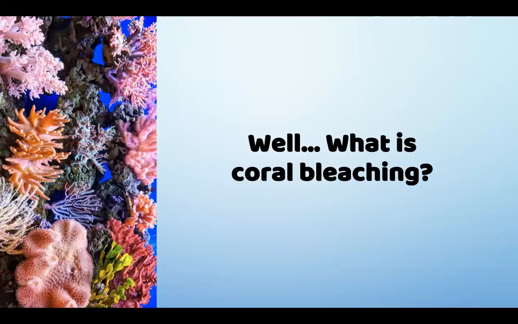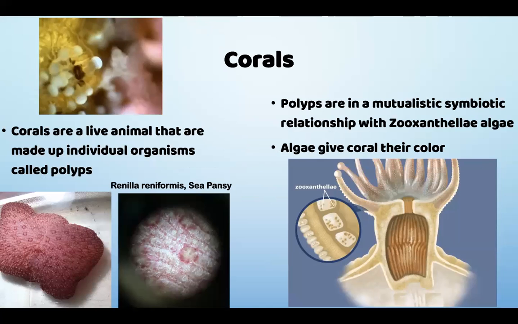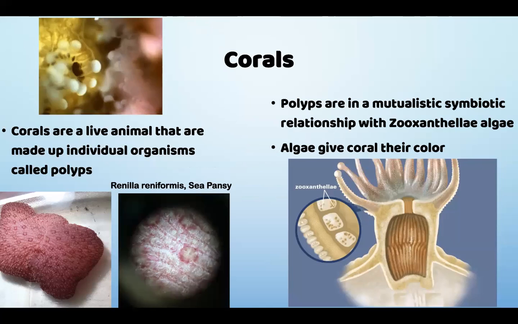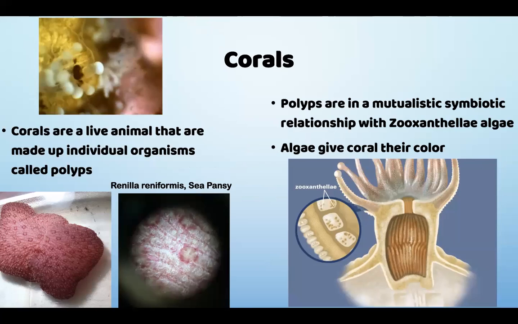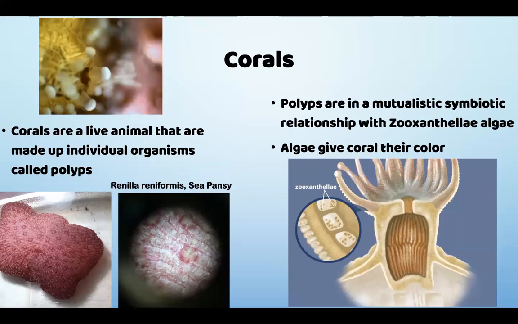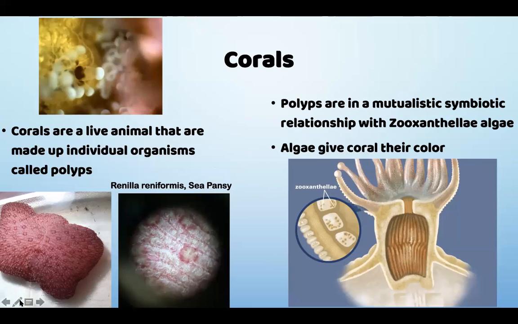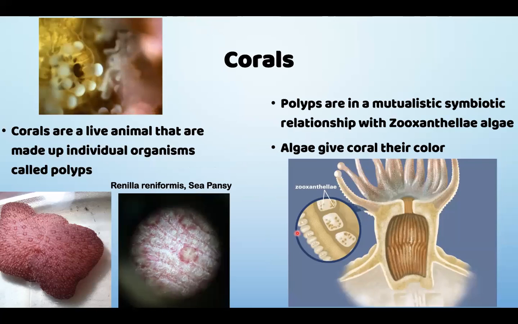Well, we have to start off by defining what coral bleaching is. So corals are a live animal that are made up of individual organisms called polyps. These polyps are in a mutualistic symbiotic relationship with zooxanthellae, algae, where both polyp and algae benefit. So we can see here that the zooxanthellae live within the cell wall of the polyp.